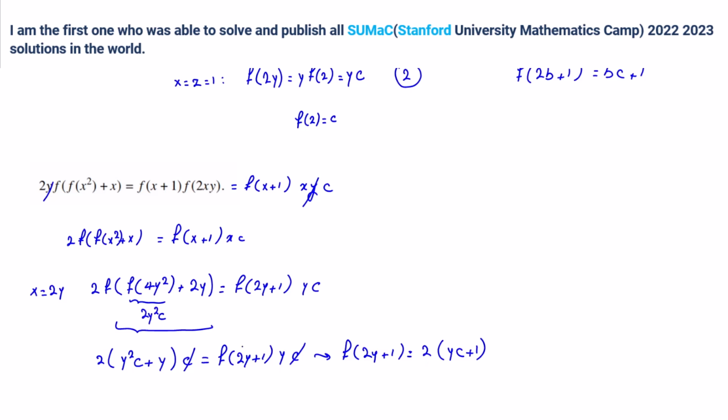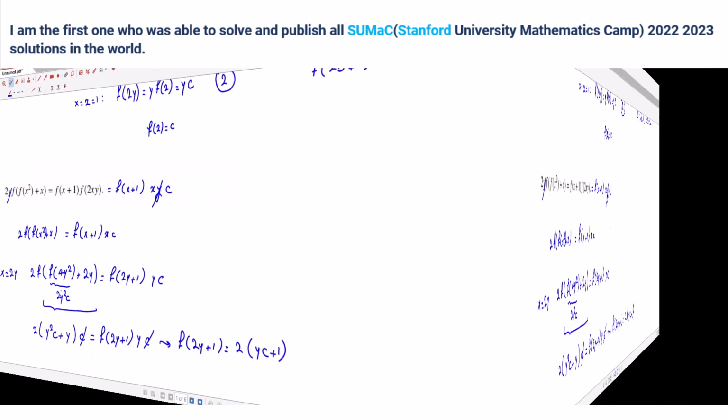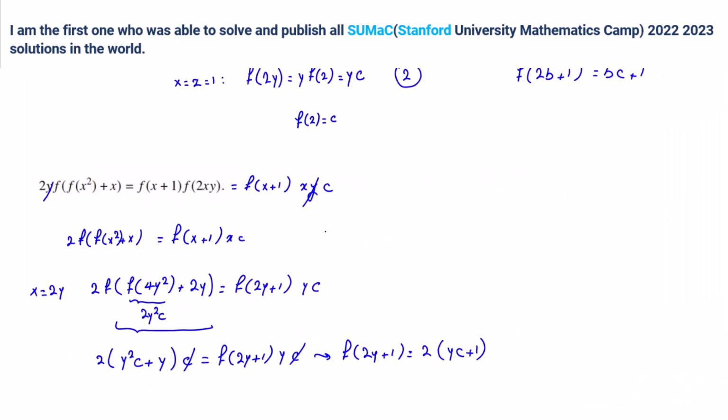But here, what's the problem? Why do we have 2 here? When we replace x with 2y, it would be 2y, 2c, right? Yeah, so we can also cancel these 2s, and it would be yc plus 1, right?